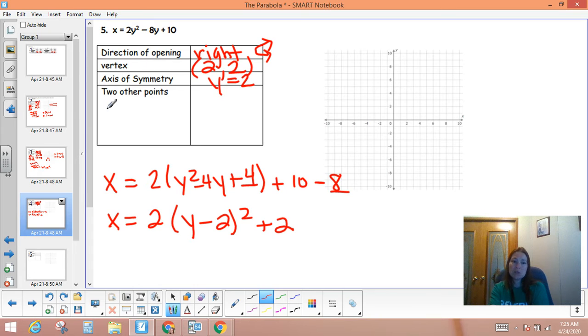All right, so then 2 other points. We're going to make ourselves a little table. So our vertex is 2, 2. We're plugging in y, so we're going to pick 2 more. So we can go 1, 0. We can go 3, 4. All right, I'm just going to mentally do this unless something gets difficult for my brain this early in the morning. Let's see. We plug in a 1. 1 minus 2 is negative 1. Negative 1 squared is 1. 1 times 2 is 2. 2 plus 2 is 4.